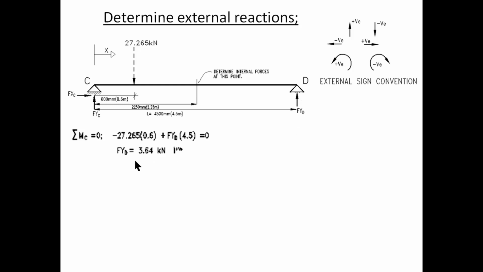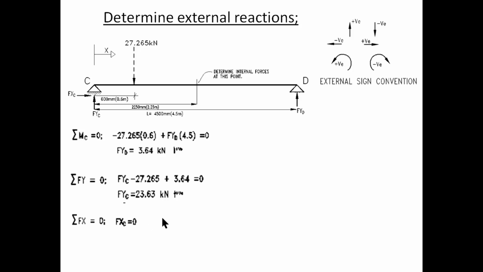Sum of forces in the Y is equal to 0: FYC minus 27.265, which is going down, that's why it's minus, plus 3.64 is equal to 0. FYC is 23.63, and that is positive, again that's going up. Sum of forces in the X is equal to 0, therefore FXC is 0, there are no horizontal forces.